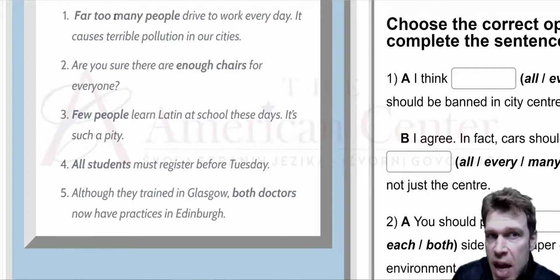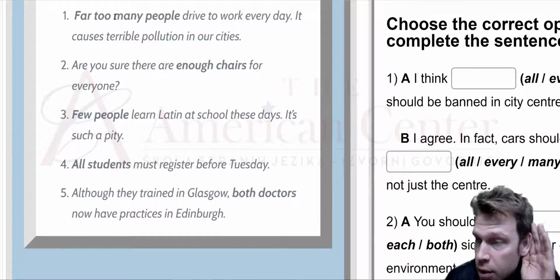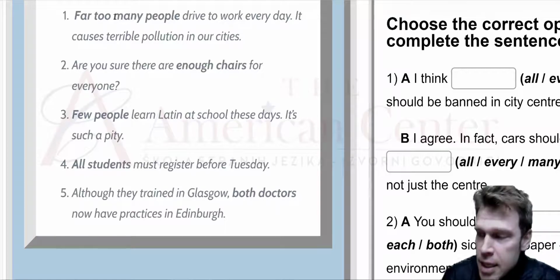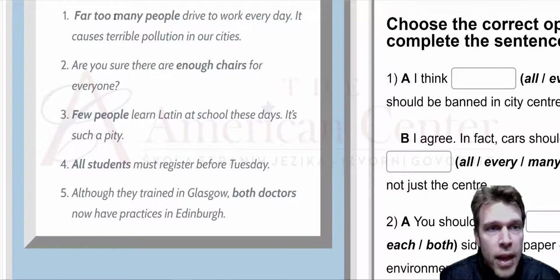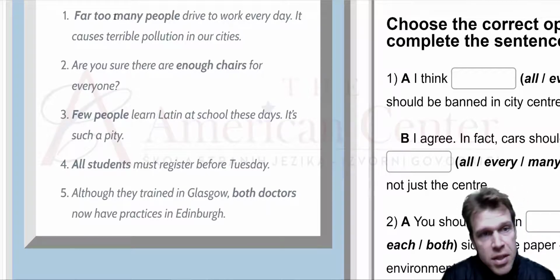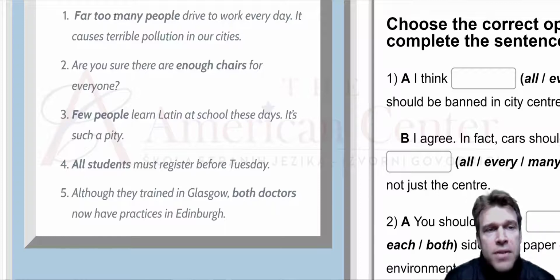People is what type of noun? Let me hear it. You must have had a good teacher. You are right. It is plural, countable. Two people, three people, four people, and so on. So if you can put a number in front of it, it's countable. And in this case, people is plural. So many is a quantifier we use for countable things.